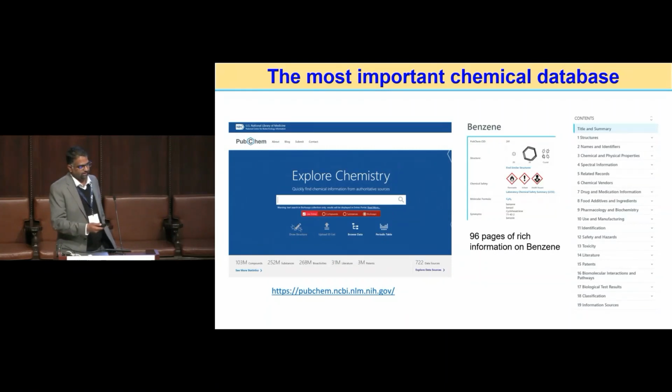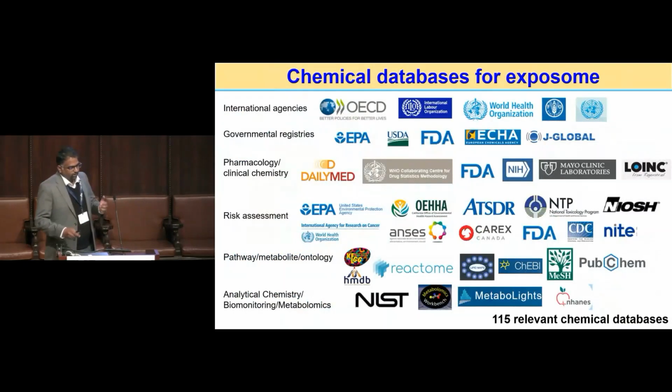For example, benzene has 96 pages of rich information. And many toxicological databases have already been incorporated in PubChem. But not all relevant databases for exposome are in PubChem. So I try to group these different databases by international agencies, so OECD, International Labour Organization, WHO, United Nations. They have committees, they have panels, they make these chemical lists, but many times that doesn't go in PubChem.